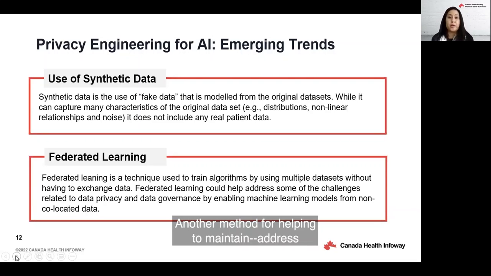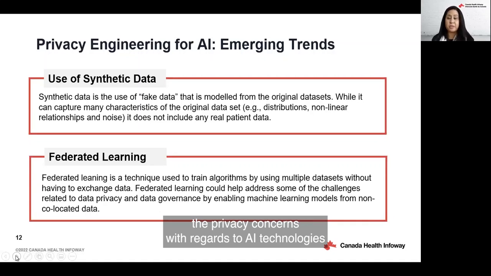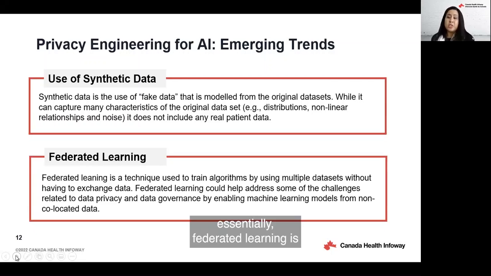Another method for helping to address the privacy concerns with regards to AI technologies is this concept called federated learning. So essentially, federated learning is a technique used to train algorithms by using multiple data sets without having to actually exchange the data. Think of it more as a decentralized model for where the data is being held. Portions of machine learning are trained where the data is located. No data moves within the system, which means that organizations can still collaborate without compromising private and sensitive data or some of the risks associated with transferring data.